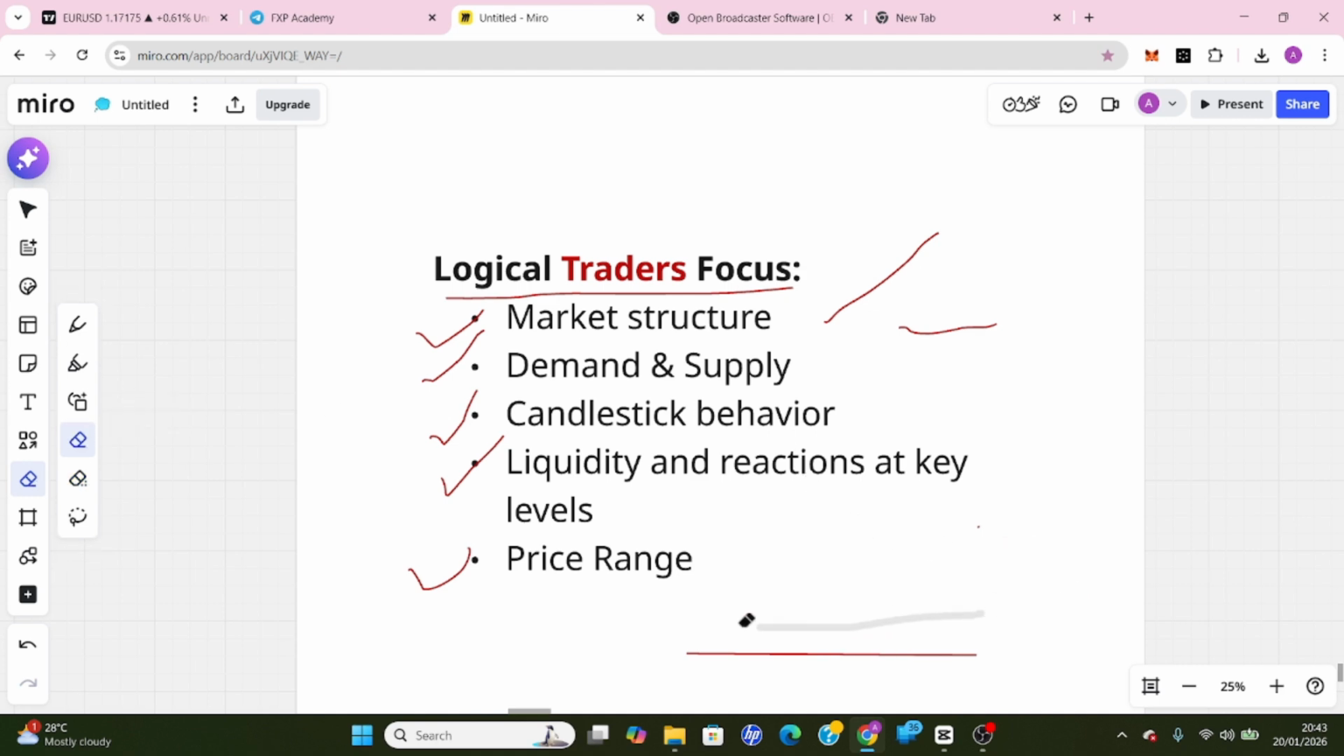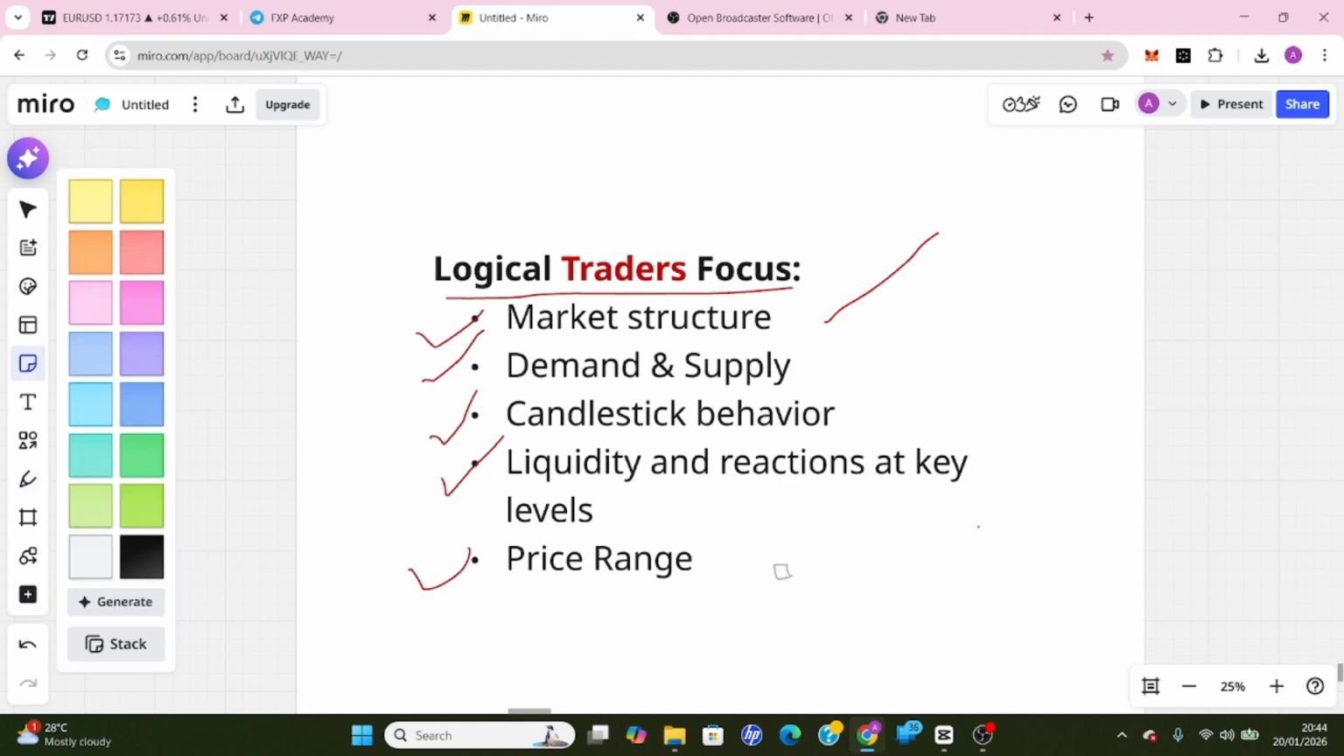So from today henceforth, you'll not be trading with just single lines or support and resistance anymore. That is so old, that is so old school, bro. So let's go.